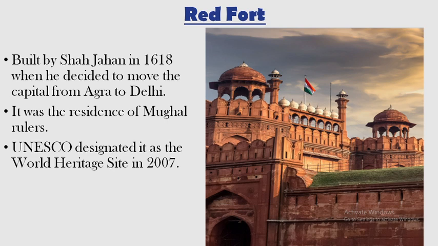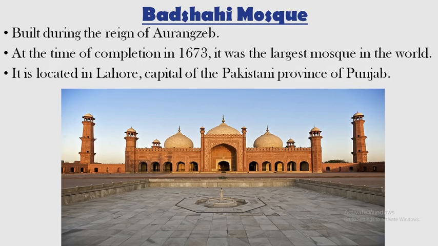Next example is Red Fort, which was built by Shah Jahan in 1618 when he decided to move the capital from Agra to Delhi. It was the residence of Mughal rulers. It is also designated as a World Heritage Site in 2007 by the UNESCO. The next example is Badshahi Mosque, built during the reign of Aurangzeb. At the time of completion in 1673, it was the largest mosque in the world. It is located in Lahore, the capital of Pakistani province of Punjab.